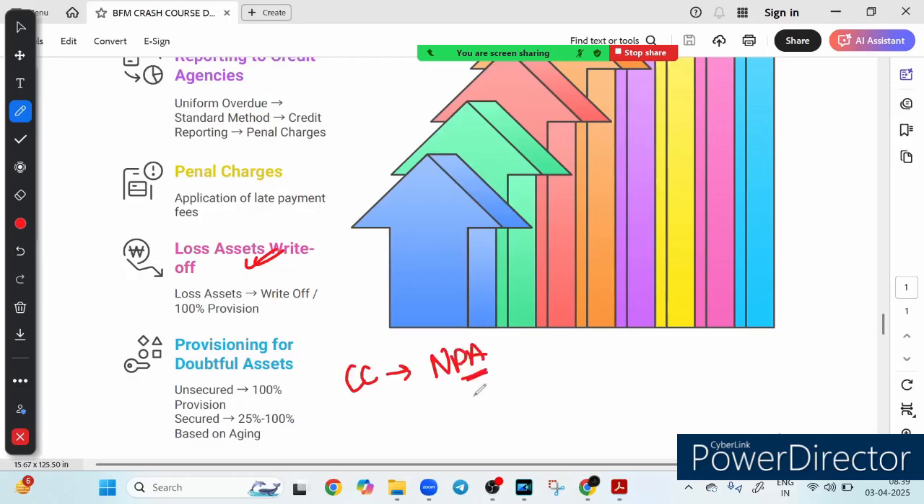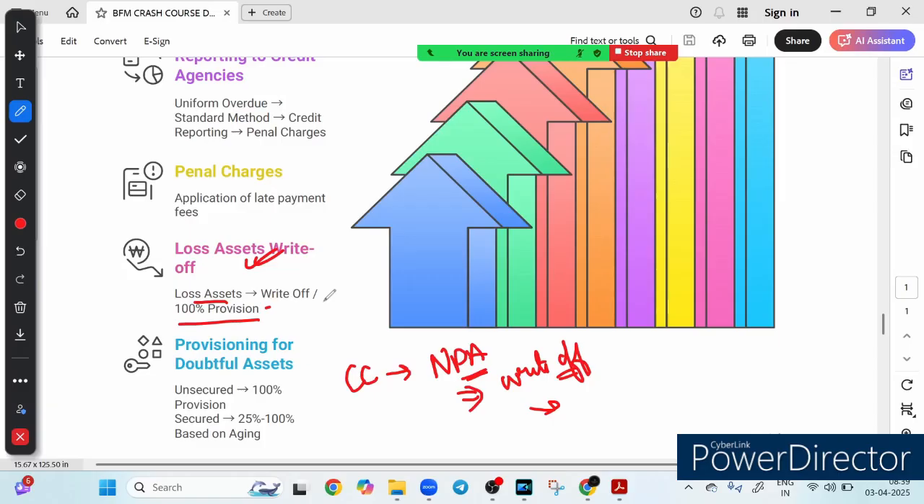So the bank may write off the asset. The bank may write off the loss if they deem the debt uncollectible. Remember, 100% provisioning the bank has to do. Loss assets are typically written off completely, meaning the bank recognizes that recovery of the debt is not possible. This is very, very important. Loss assets are written off completely, which means the bank is sure that no recovery of debt is possible.